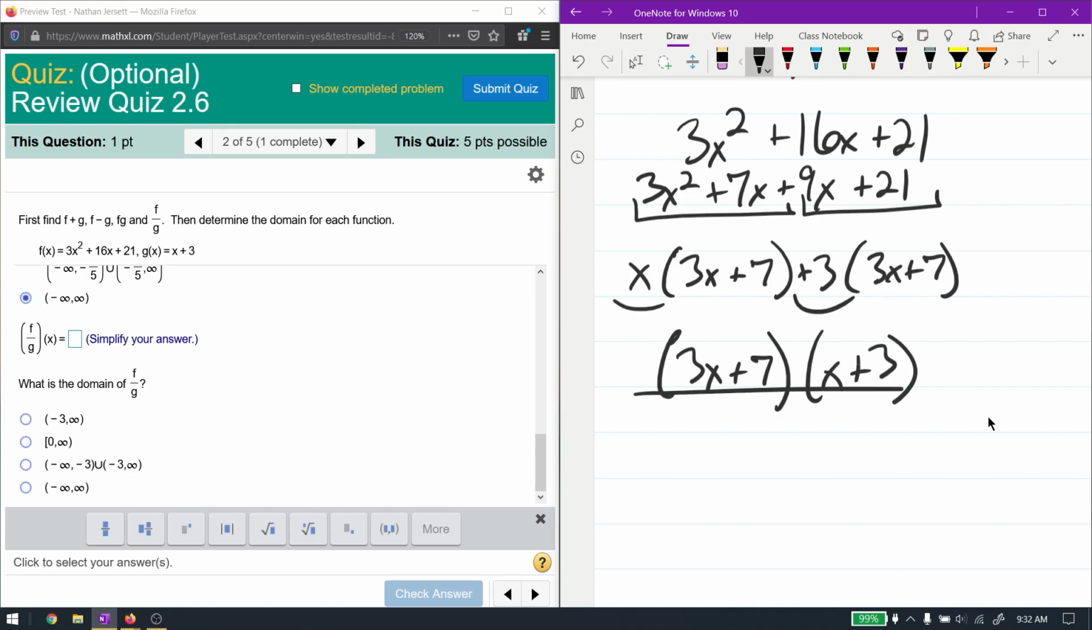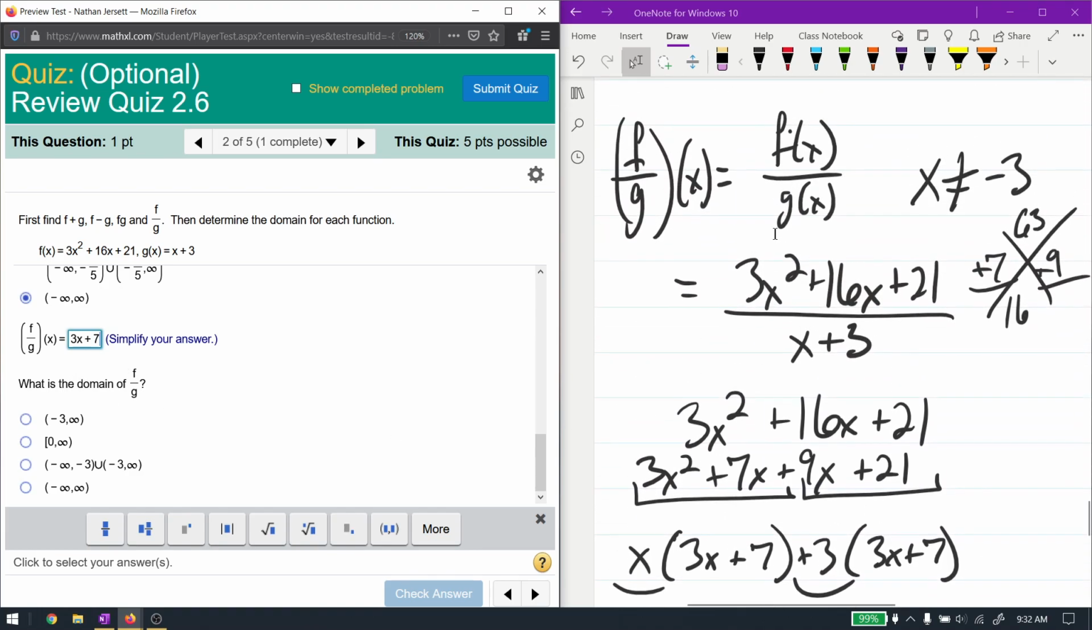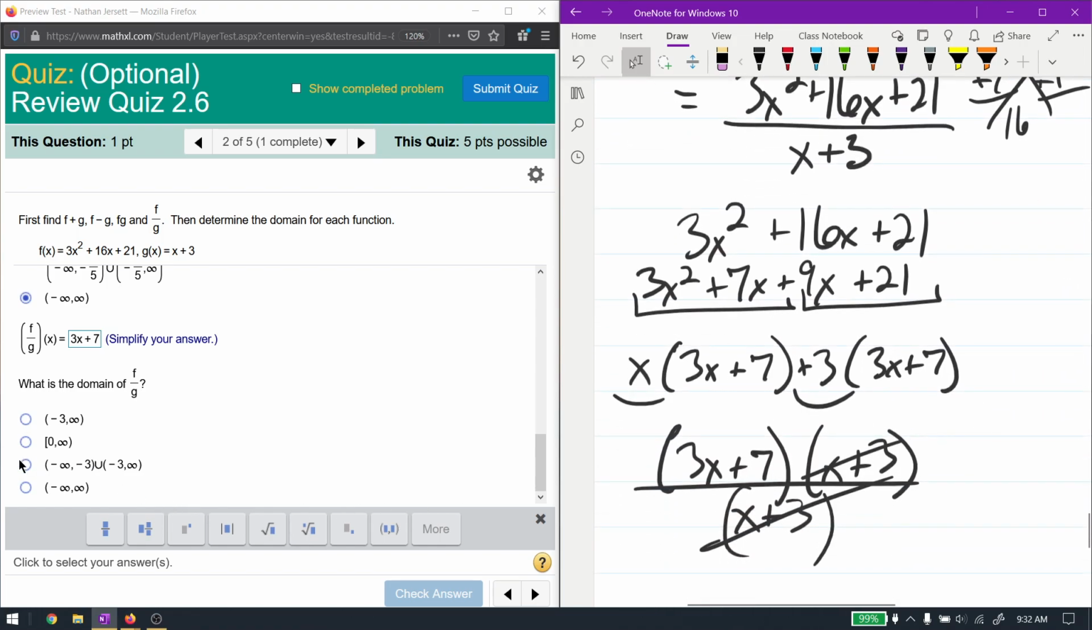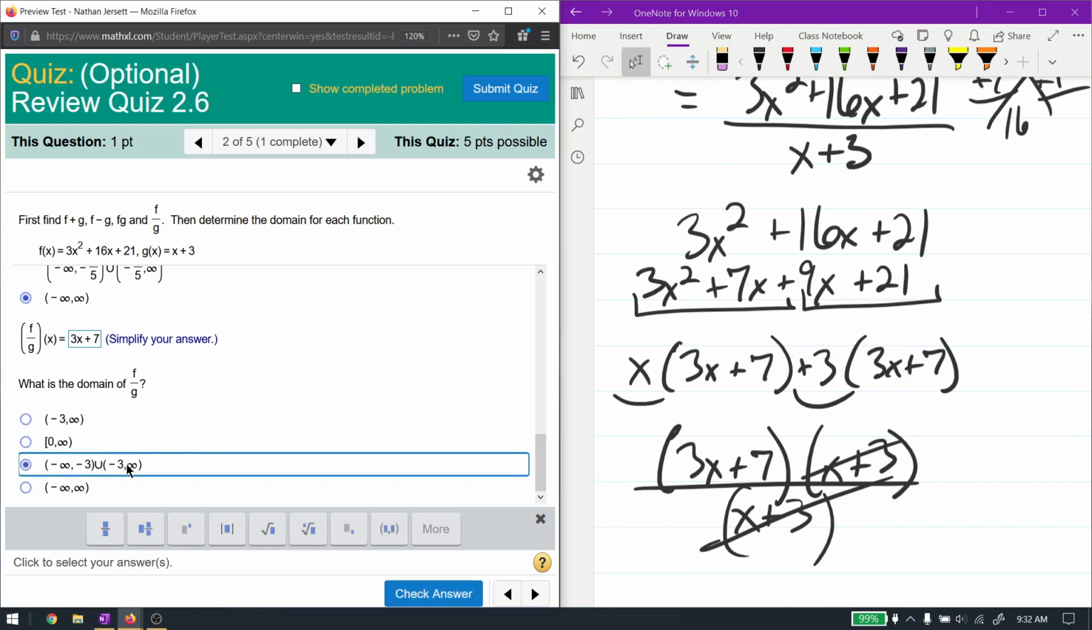So this is going to be over the denominator, which was x plus 3. And you see those cancel, giving us just 3x plus 7, which is a polynomial, and you would say everything is in its domain. However, in the original problem, we have that x cannot equal -3. Therefore, that's what this part is right here. It's just excluding -3 from the domain of everything. And so that's going to be our domain there.